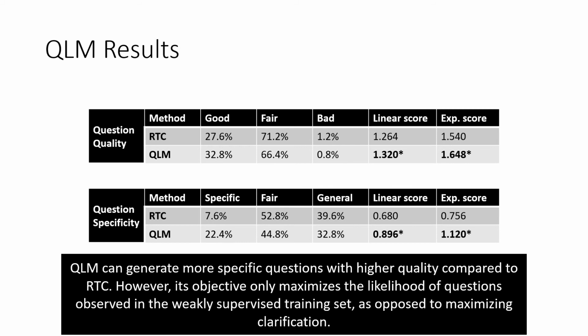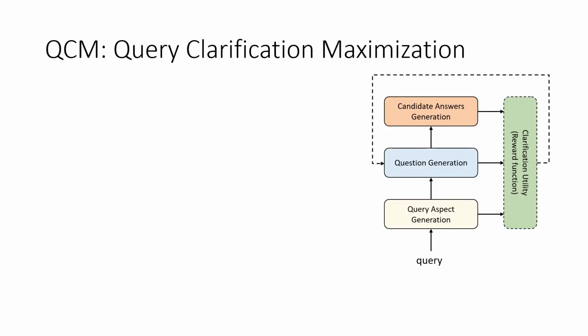However, the objective of this model is maximizing the likelihood of questions. While we would like to have a model that maximizes a clarification objective, we want to have a question that has a high probability of clarifying the information need of the user. Therefore, we propose our third and final model, query clarification maximization.